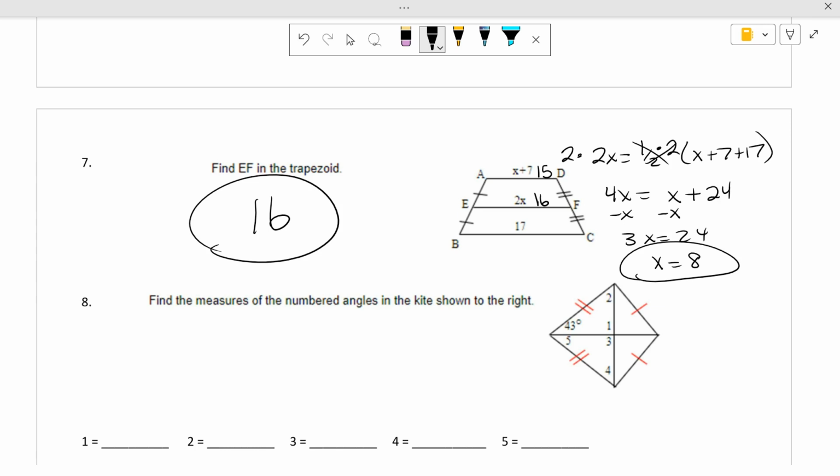The kite, how big is angle 1? 90. How big is angle 2? What's left in there? 47. What's angle 3? 90. What's angle 4? 47. What's angle 5? 43.